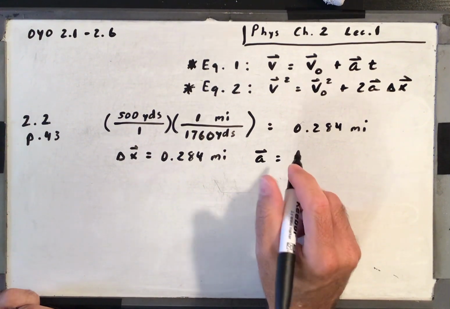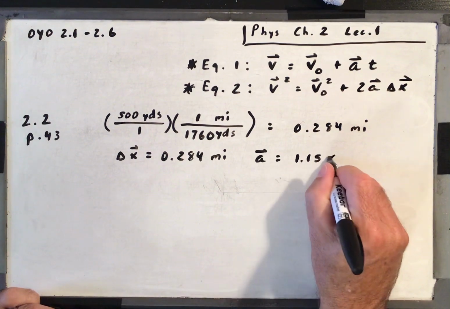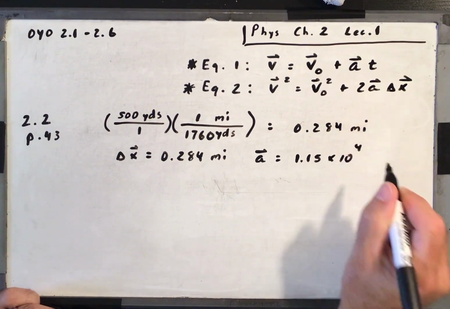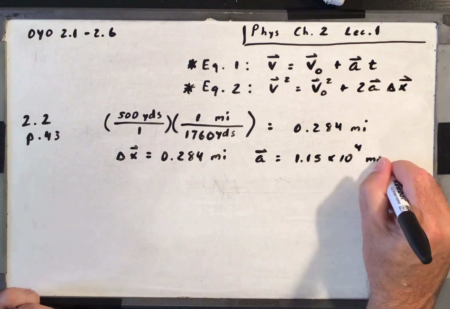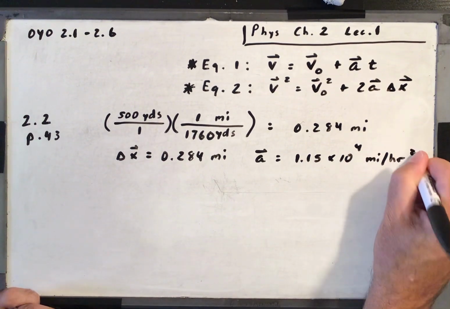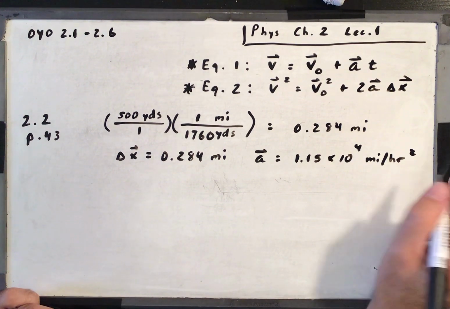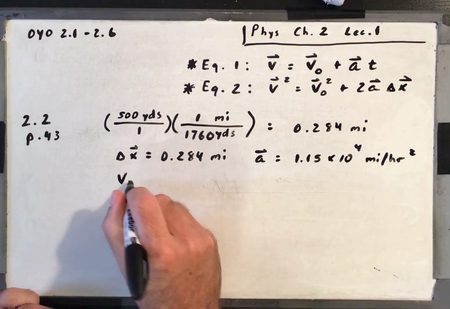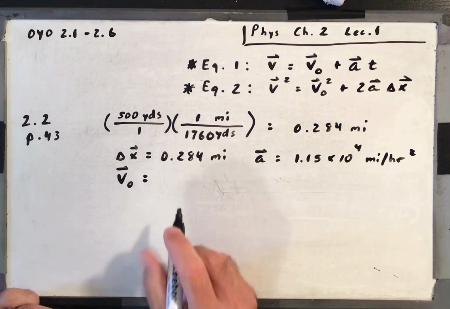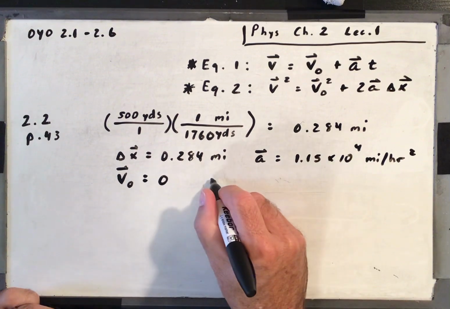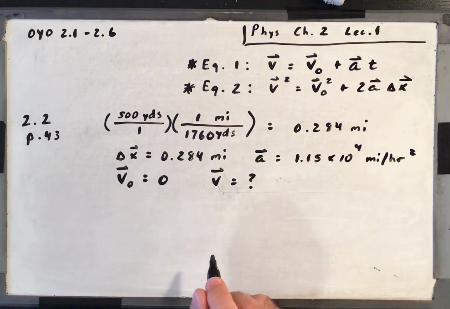We know acceleration. That is 1.15 times 10 to the 4th. It'd be 11,500 if we weren't doing scientific notation. Miles per hour squared. And we know it starts from rest. So what is our initial velocity if it starts from rest? It's 0. And then we want to know what the final velocity is. So I like to put a question mark.